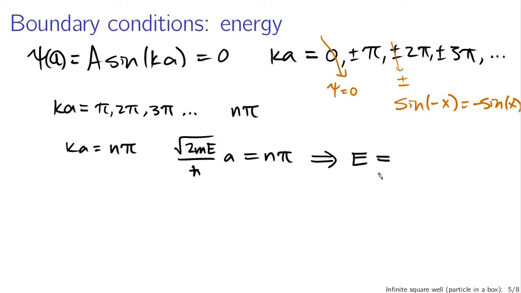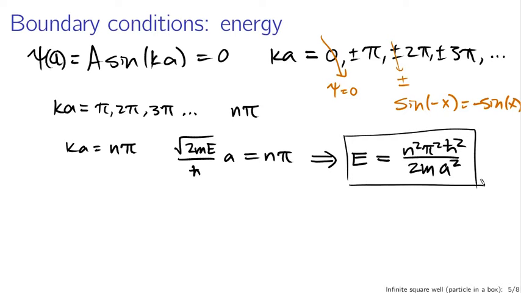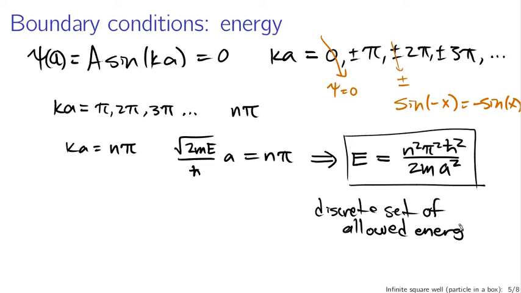And if you solve this for E, you end up with n squared pi squared h bar squared over 2m a squared. This is a discrete set of allowed energies. And I'm going to put an exclamation point there because this is important. This is the quantum part of quantum mechanics.